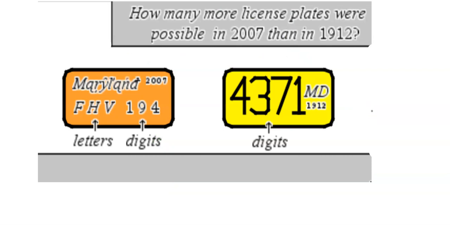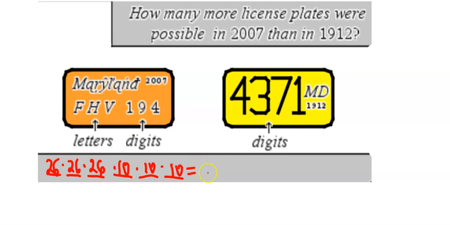Here's a good example of a little tougher problem. How many license plates were possible in 2007 and in 1912? So let's figure this out. This one would be Maryland in 2007, which had 3 letters. So I'm going to make 3 slots for the letters, and then 3 numbers or 3 digits, so 3 slots for that. So this would be a pretty big number. There are 26 different letters you could use, times 26, times 26, times how many different digits? 0 through 9. So there would be 10 different digits, times 10, times 10.